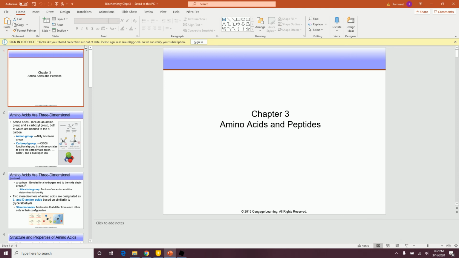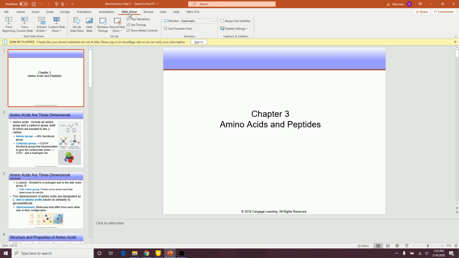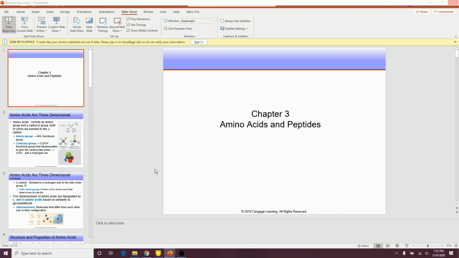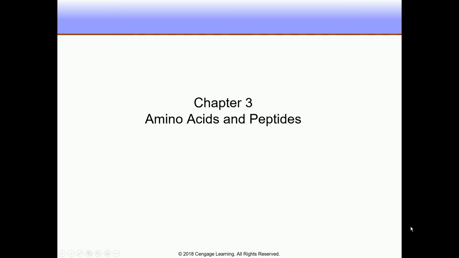So basically, in chapter number 3, we are going to talk about what amino acids are, what their structure is, how amino acids link with each other and form polypeptides, and how the polypeptides fold and attain secondary structures, tertiary structure, and then the quaternary structure. So this is all chapter number 3 and 4.